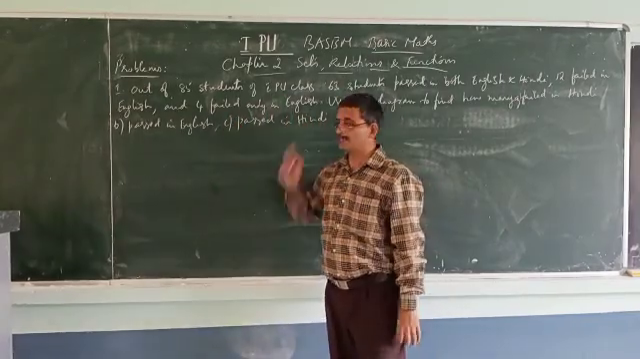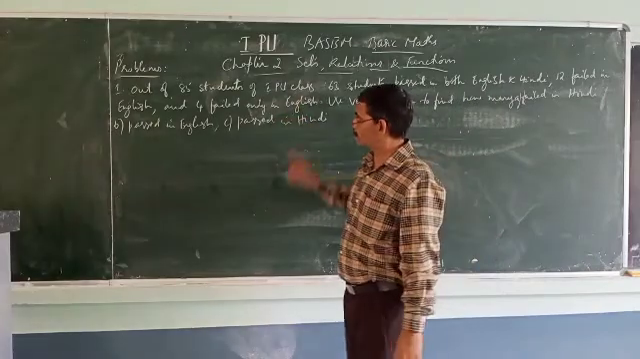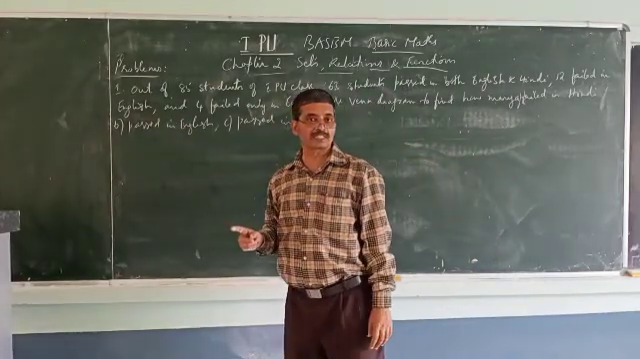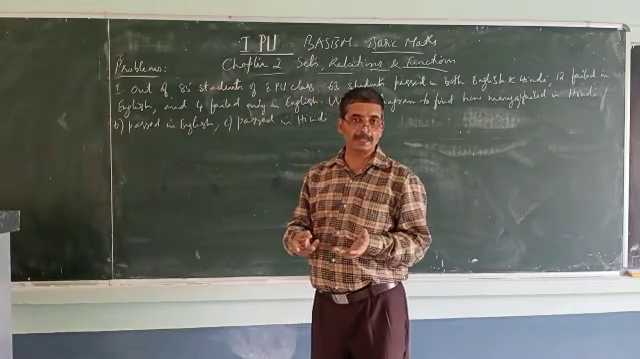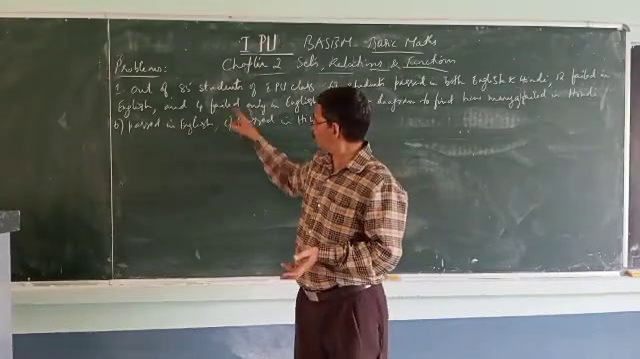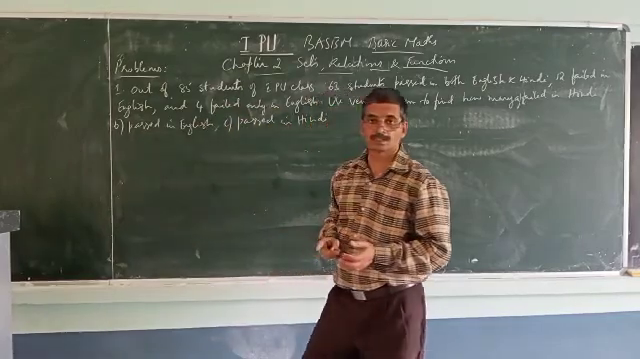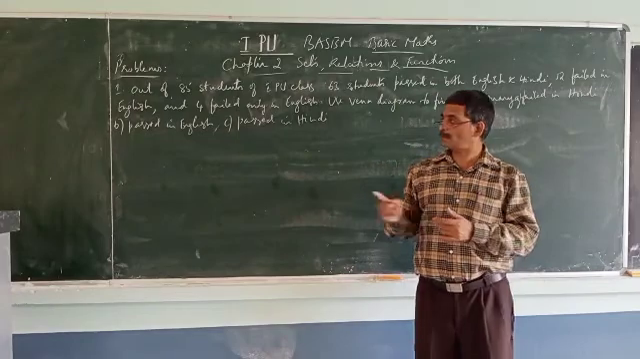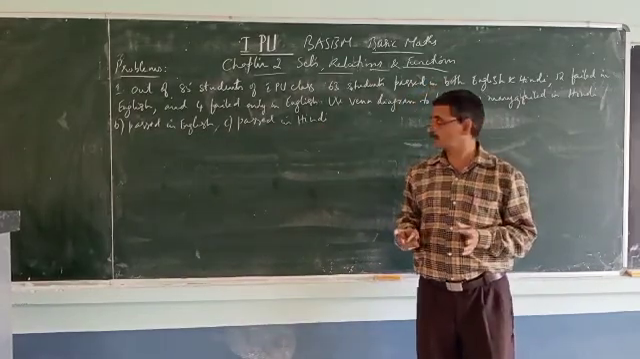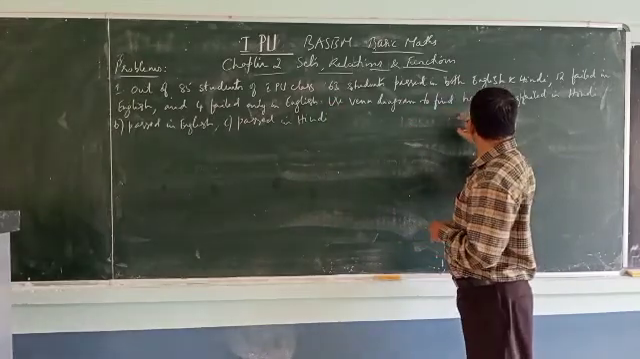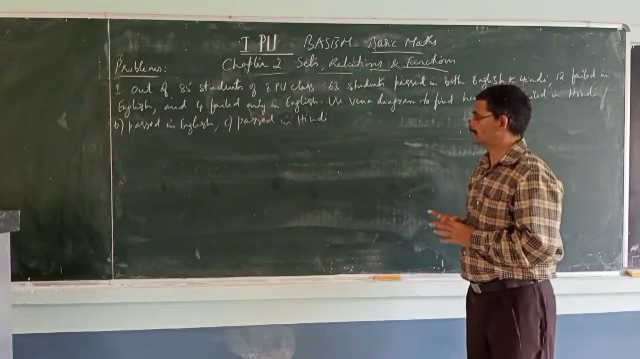4 failed only in English means they have failed only in English, but 12 failed in English. There is a difference. Among those 12, some might have failed in Hindi also, but only 4 failed in English only. So use a Venn diagram to find how many failed in Hindi, passed in English, passed in Hindi.